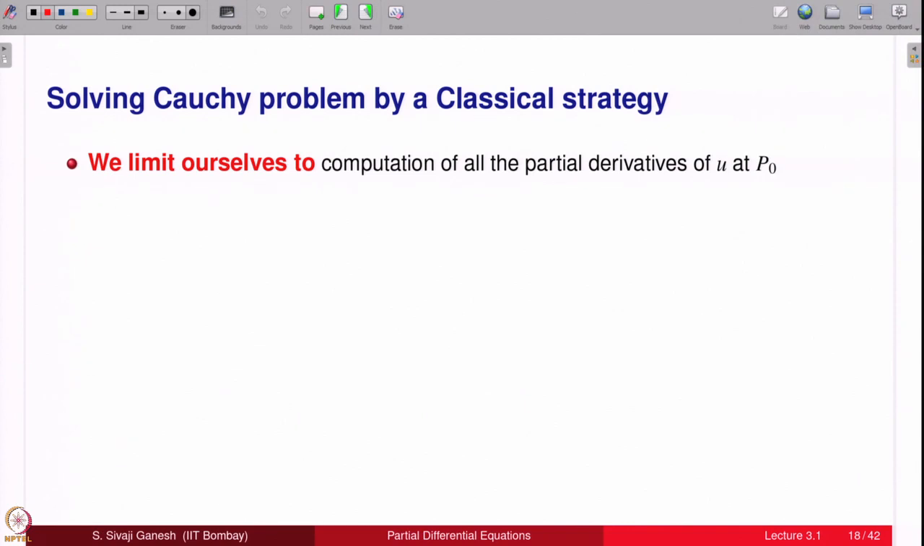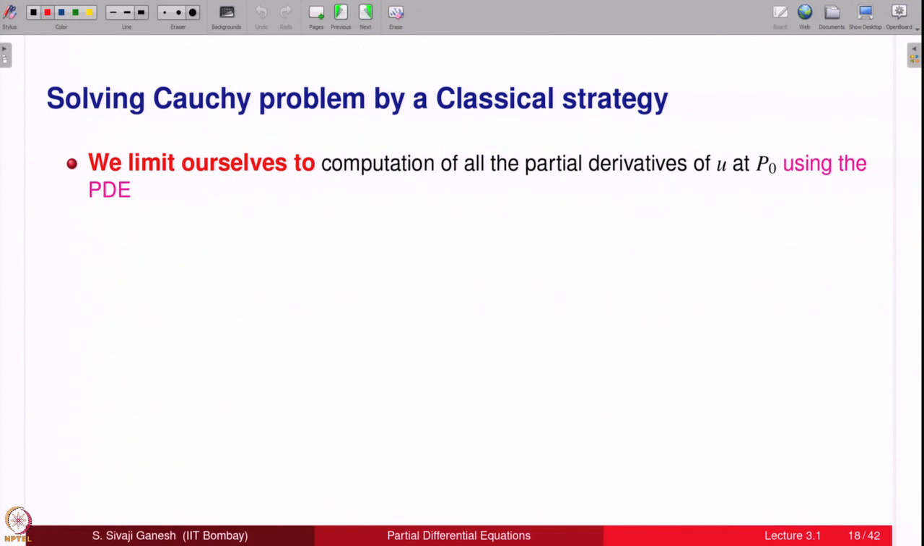We limit ourselves to just computation of all derivatives. We are going to inquire into the possibilities of computing all derivatives at a point p 0. Can we do it or not? Whether somebody stops us from doing that? If so, who is that? We will identify.